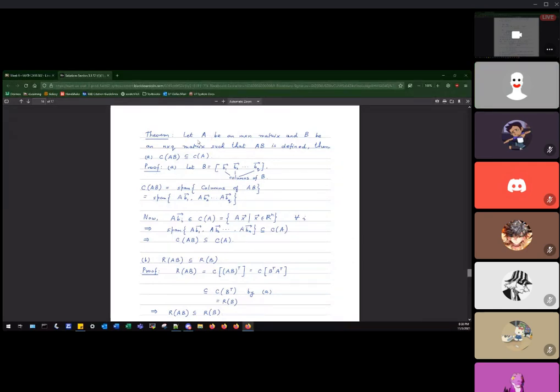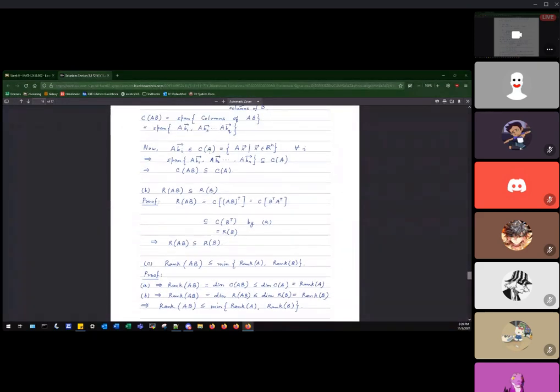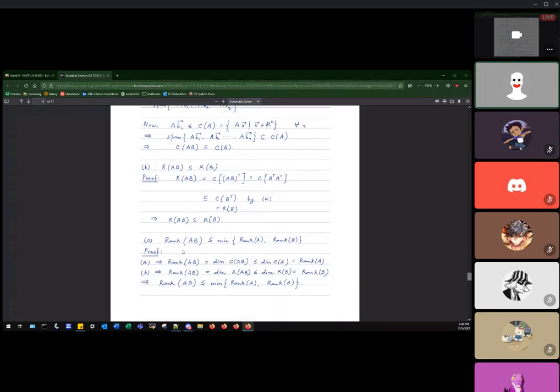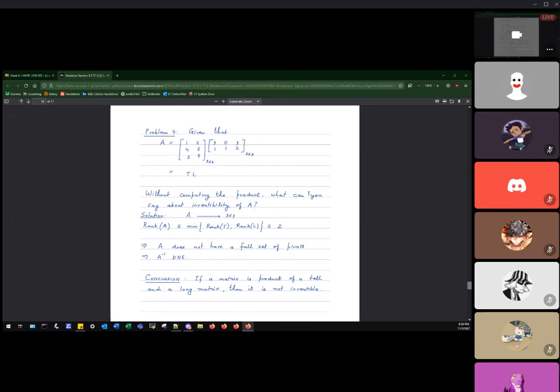If you have two matrices, A and B, that can be multiplied together, then the column space of AB is a subset of the column space of A. And the row space of AB is a subset of the row space of B. And the rank of AB is less than or equal to the minimum of the ranks of A and B. Now if you multiply a tall matrix by a long matrix such that the product is a square matrix, the product should be non-invertible because the rank would be less than the number of rows. There's a whole proof for it.